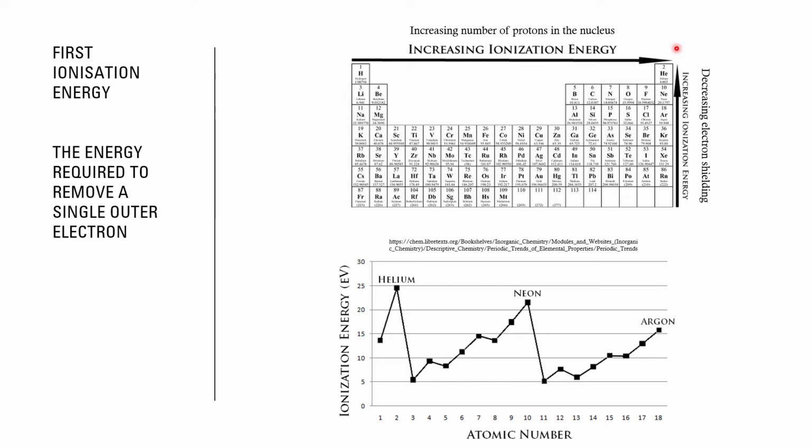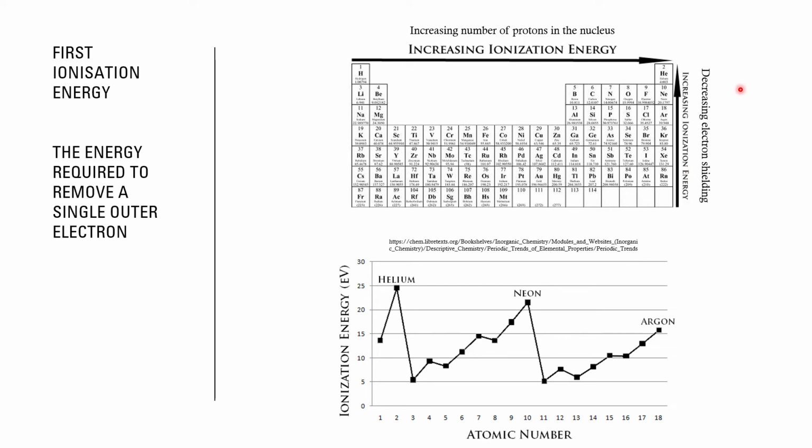Now that's because, similar to what we were talking about with atomic radius, there are more protons in the nucleus which can attract and pull that electron, meaning that you need more energy to remove it. Now, the ionization energy also increases as we move up a group.